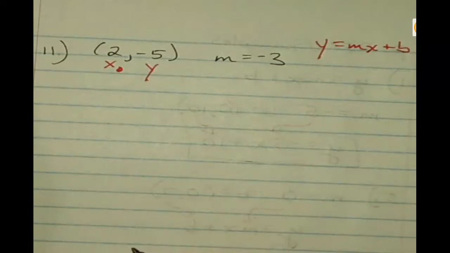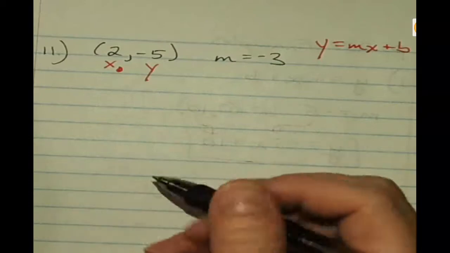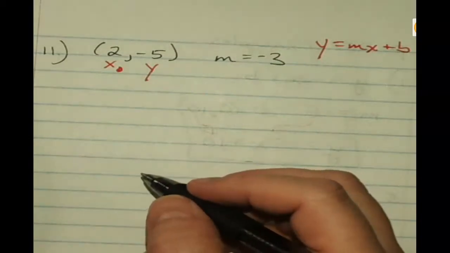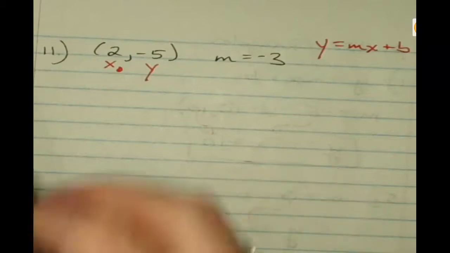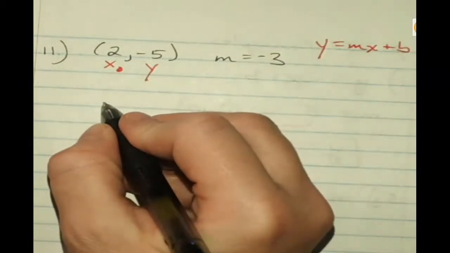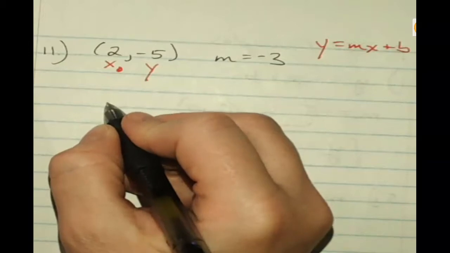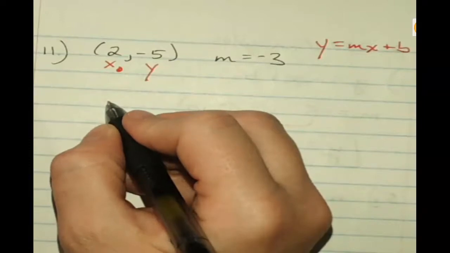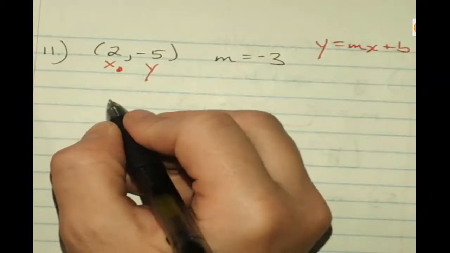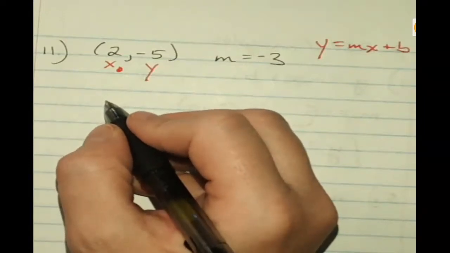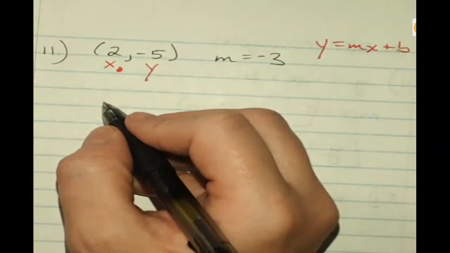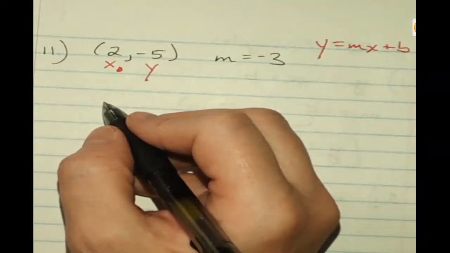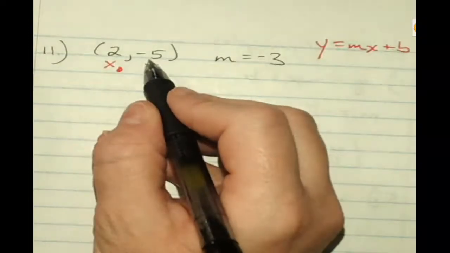So, Cecilia, what do I do? Y equals -3x. Right? Plus b. Okay, but we gotta find our b, correct? So how do we find the b? What can we do with this x and y?